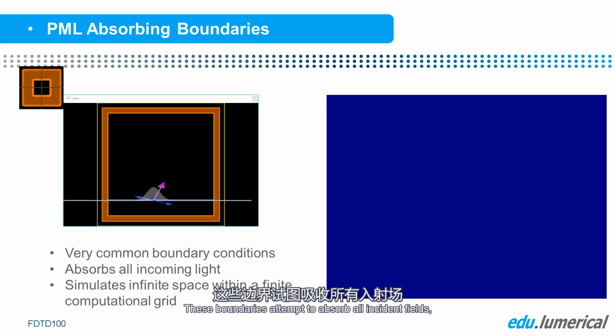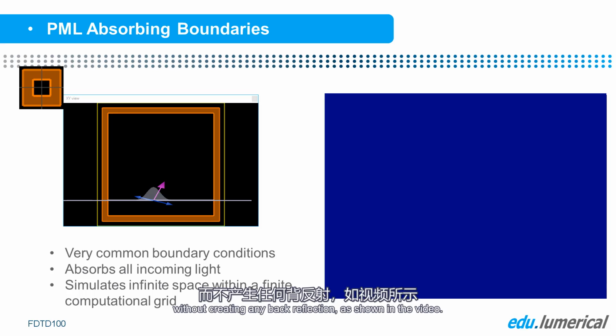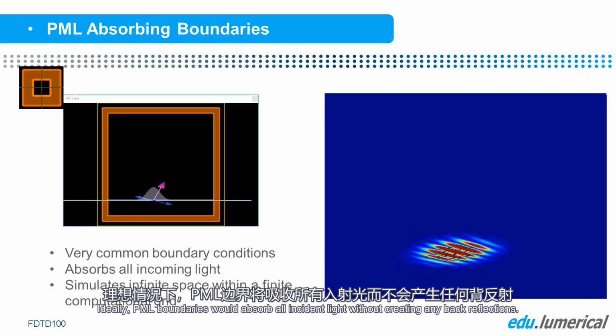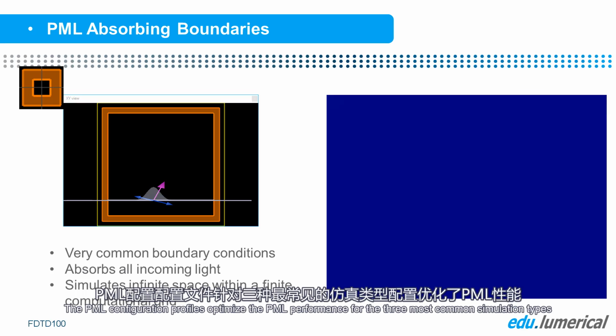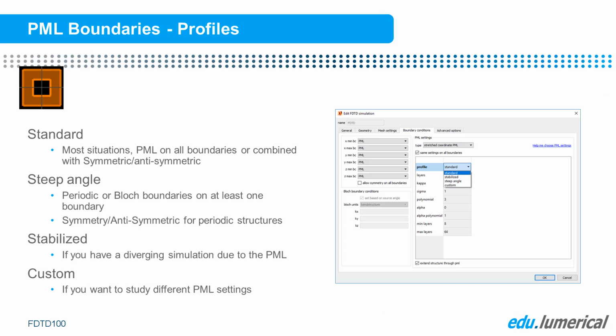These boundaries attempt to absorb all incident fields without creating any back reflection, as shown in this video. Ideally, PML boundaries would absorb all incident light without creating any back reflections. In practice, the performance of the PML depends on several factors. The PML configuration profiles optimize the PML performance for the three most common simulation types.